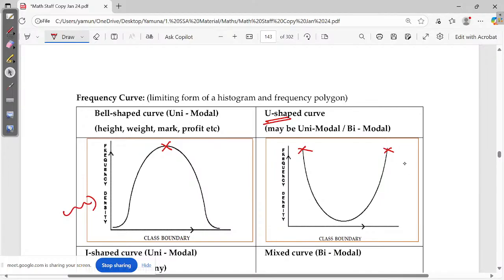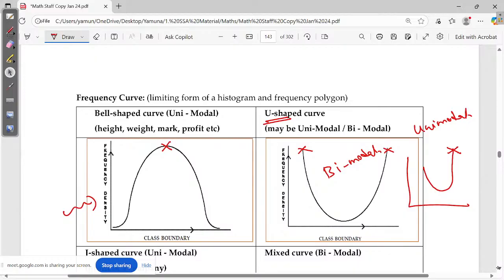This is bimodal. In case you have your graph like this one, this is also U, but here is the peak value. Unimodal. You can make a note on this one. This is a unimodal U-shaped curve. This is a bimodal U-shaped curve. We may have two modal values. Okay?